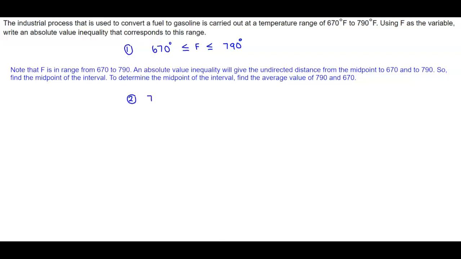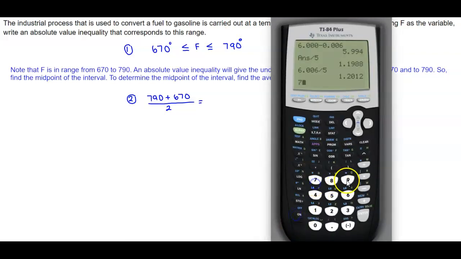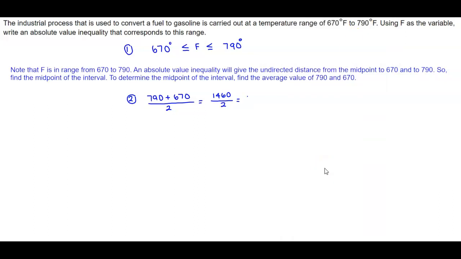So we're going to take 790 plus 670, and then we're going to divide that by 2. Let's go ahead and do that. On our calculator, we take 790 and add 670, and we get 1460. And then we're going to divide that by 2, and that gives us 730. So that's 730 degrees. That's the average.